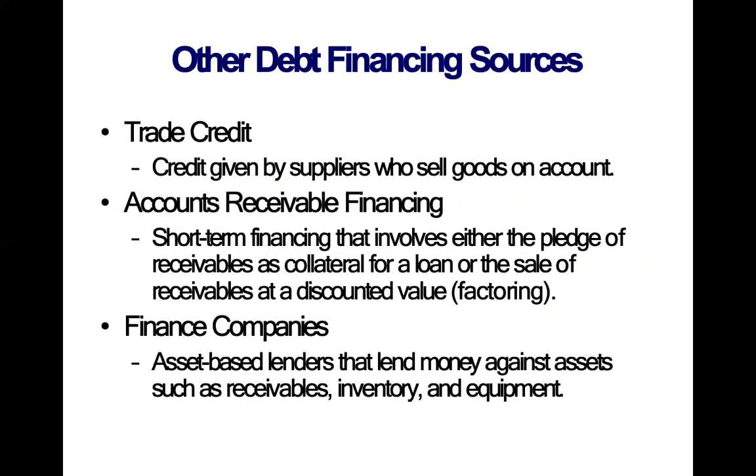After that, there are other debt financing sources as well. There is trade credit, credit given by suppliers who sell goods on account, meaning we take something from the shopkeeper on debt. Accounts receivable financing is short-term financing that involves either the pledge of receivables as collateral for a loan or a sale of receivables at a discounted value, which is known as factoring. Then there are finance companies, asset-based lenders that lend money against assets such as receivables, inventory, equipment, etc.